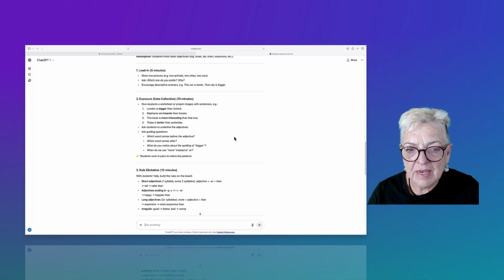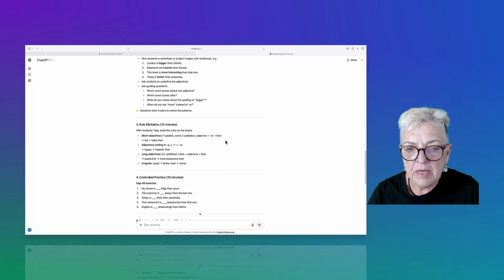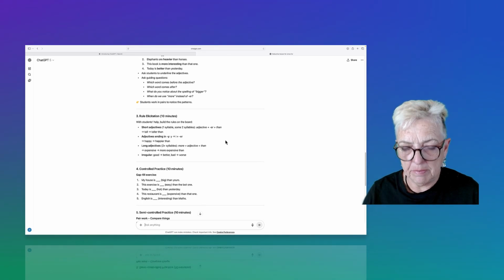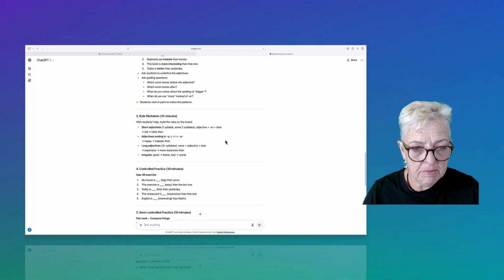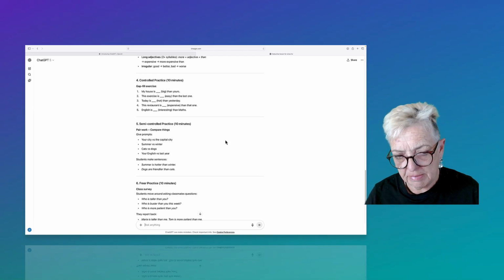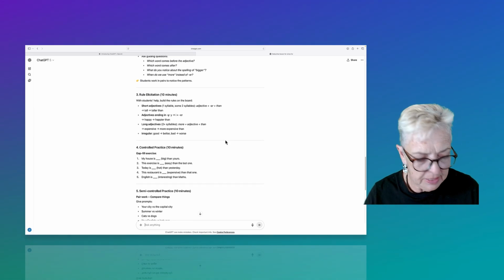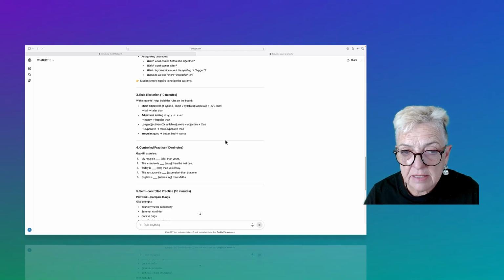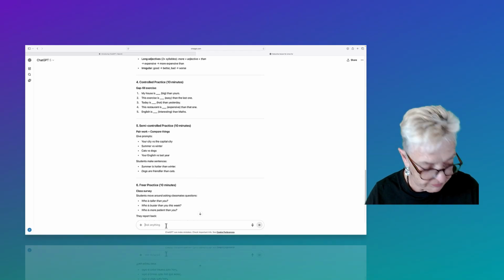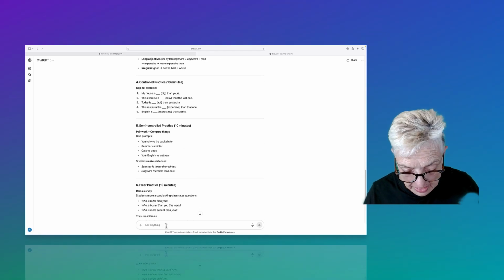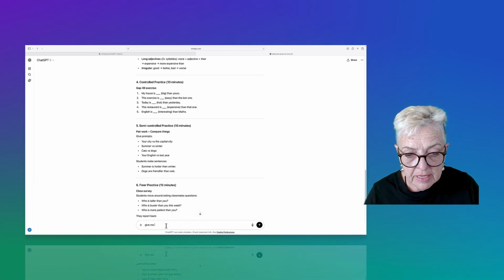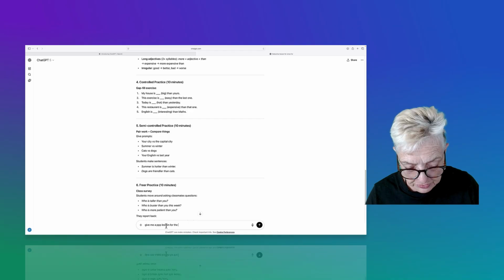Underline, yeah. So this is about the form. And I would say, yeah, they will probably need more rules, but the same thing. Then a controlled practice, semi-controlled and freer. So very much an inductive lesson plan for comparatives. Okay, give me a PPP lesson for the 3rd conditional.